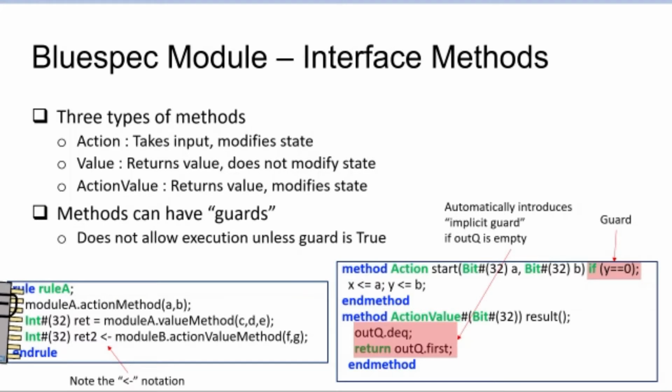If you have an action method, which changes state but doesn't return anything, you can call it like this. If you have a value method that doesn't change state but returns something, you can use it like this. If you have an action value method that makes changes to the state but also returns something, you can use it like this. Note that it has a strange notation for using the return value. There's a long and strange history about why this particular arrow is used in this place, but right now it's not important to us. You just have to use this arrow for action value methods. That's pretty much it.